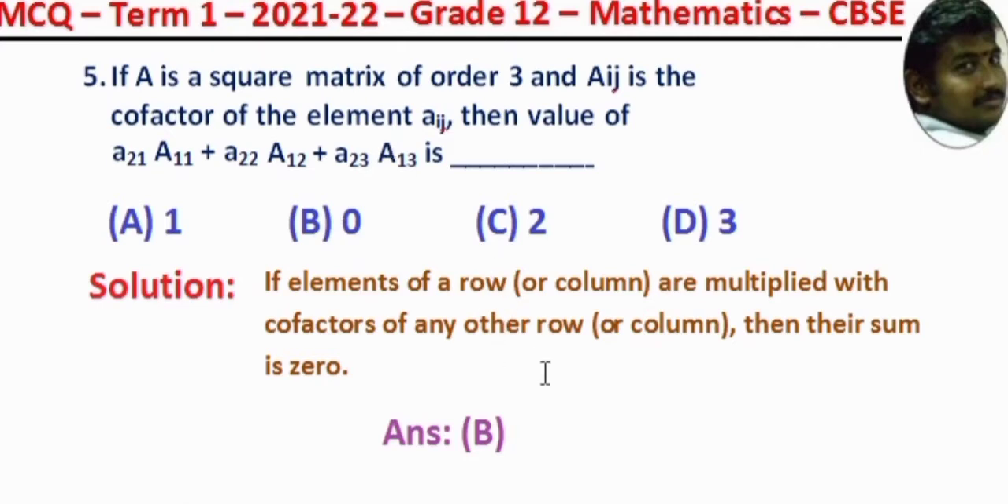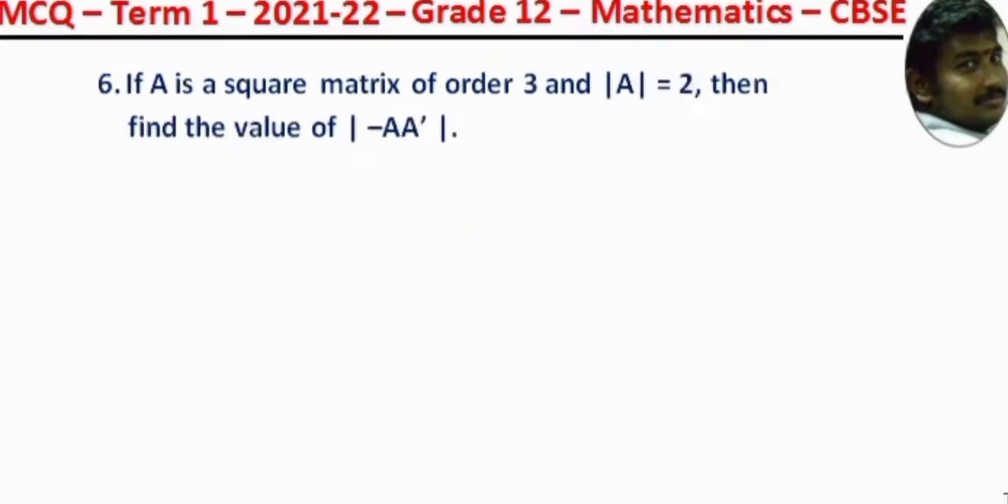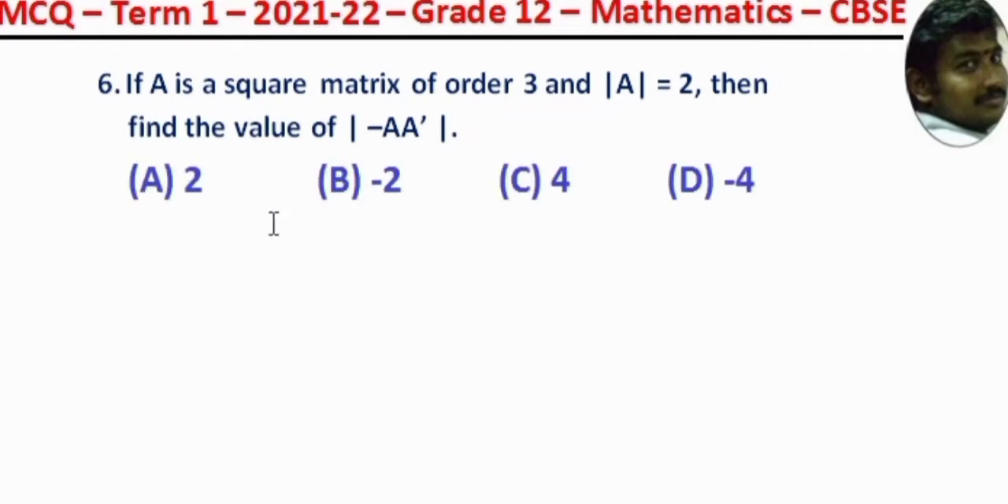Question number 6. If A is a square matrix of order 3 and determinant of A equal to 2, then find the value of determinant of minus A dash. Okay, here the options are given. The first option is 2, second option is minus 2, third option is 4, fourth option is minus 4. Isn't it? Then how do we find the answer?